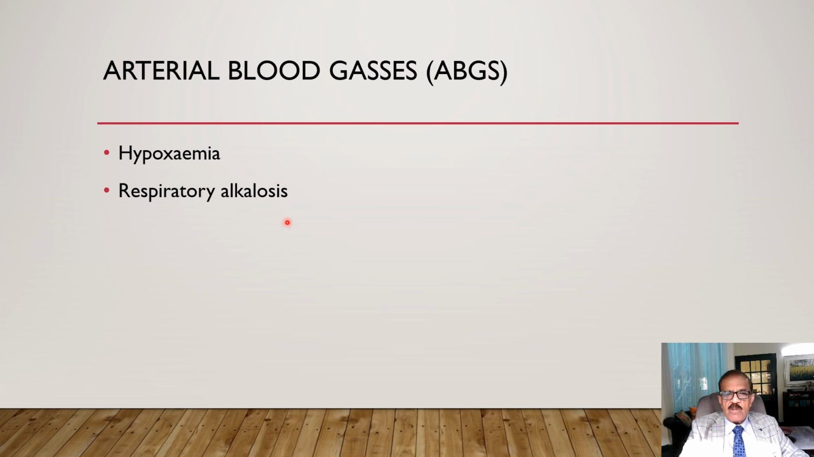And they may also develop a respiratory alkalosis because they hyperventilate. And you know, carbon dioxide is much more diffusible than oxygen. Due to hyperventilation, they may breathe out a lot of carbon dioxide and may develop a respiratory alkalosis.